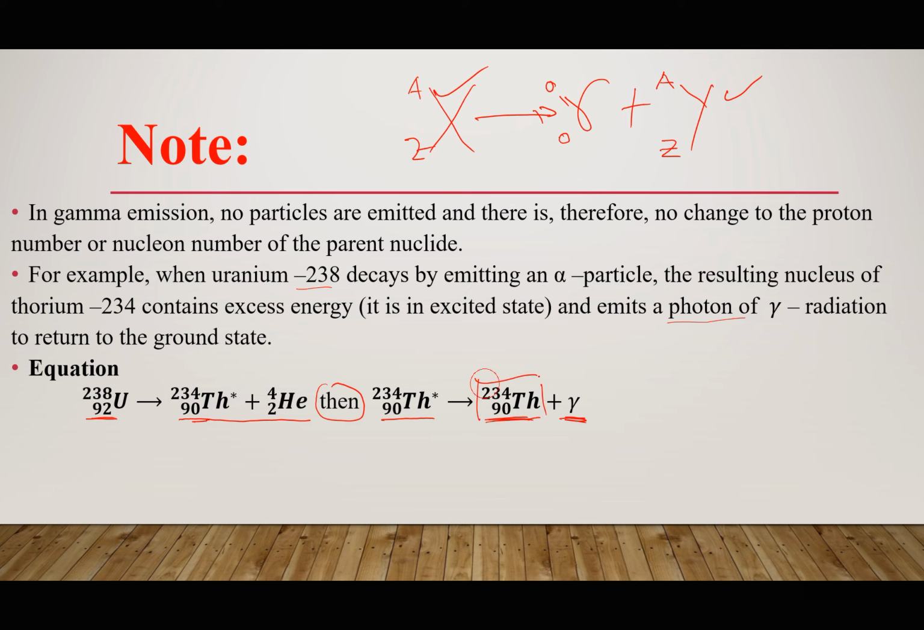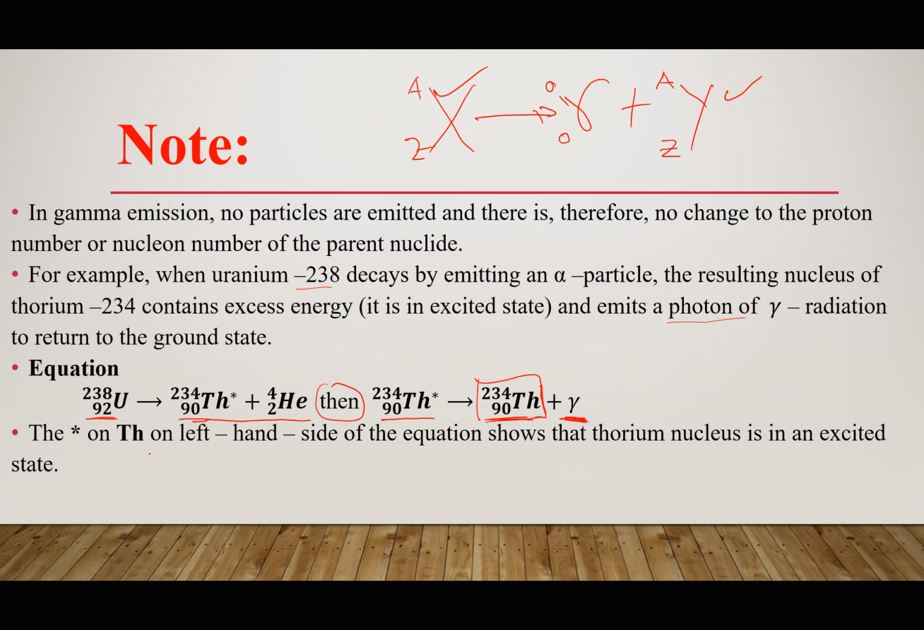The thorium which results after the emission of gamma photons is going to be stable. But the proton number is the same and the nucleon number is the same, so it behaves in the same way. The star on the thorium on the left-hand side of the equation just shows that the thorium nucleus is in an excited state. In other words, it has excess energy. Therefore, it has to shed off that energy in order to gain stability. The energy is given off in the form of gamma photons. But the thorium which is produced has the same properties as the previous thorium. That is what happens during gamma decay. The nucleon number does not change and the proton number does not change. So that is gamma radiations.